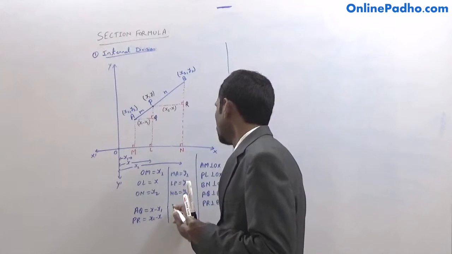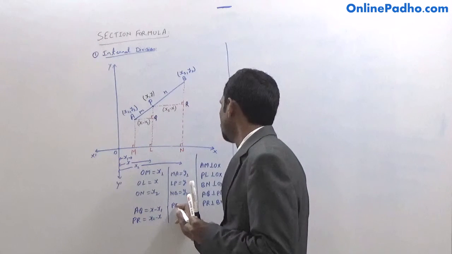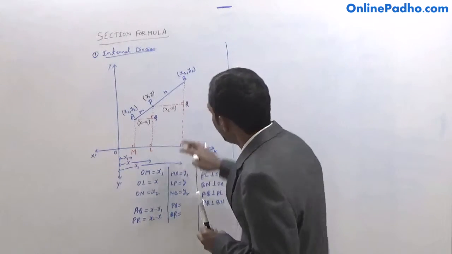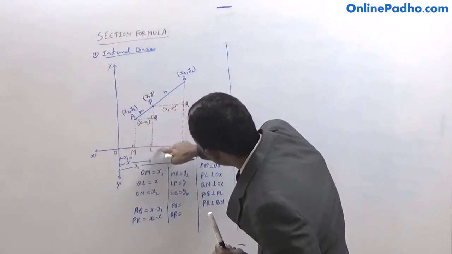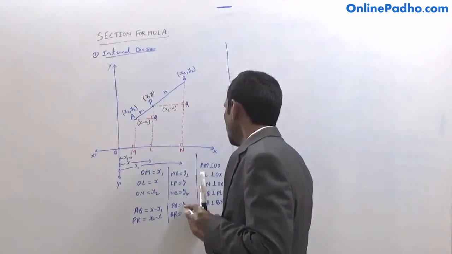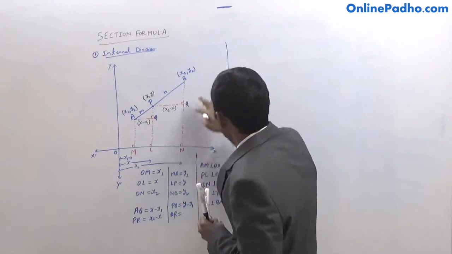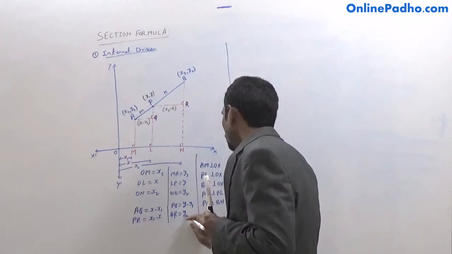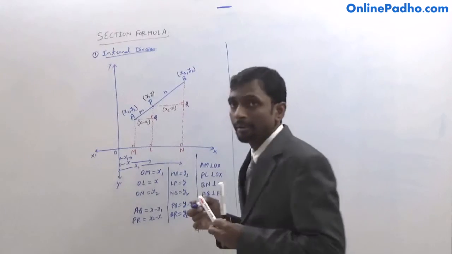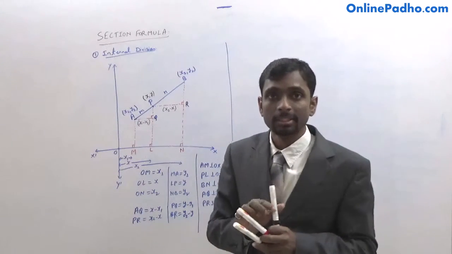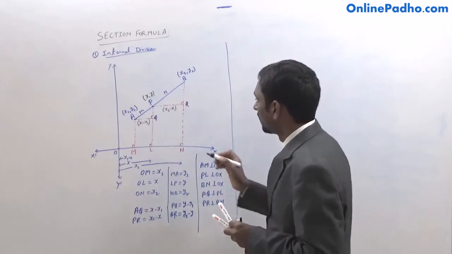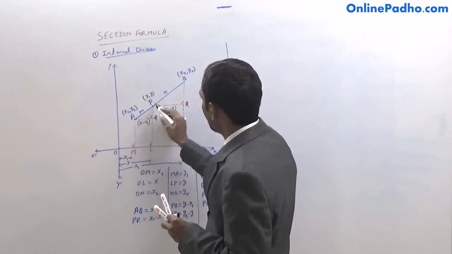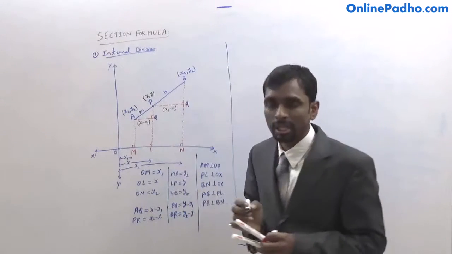We can also find two more lengths, PQ and BR. Similarly, PQ can be written as y minus y1, and BR is y2 minus y. So now we have all the lengths AQ, PQ, PR and BR, and AP and PB are already given in the question as M and N.